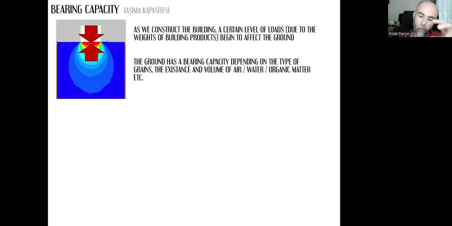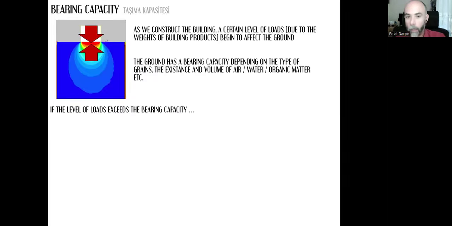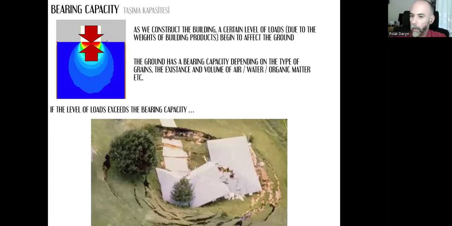Some types of the ground can be compressed more. Some can resist more. But if the levels of the loads that we apply because of the building construction exceed the bearing capacity, then there can be collapses or even sinkholes. This is something that we need to avoid.